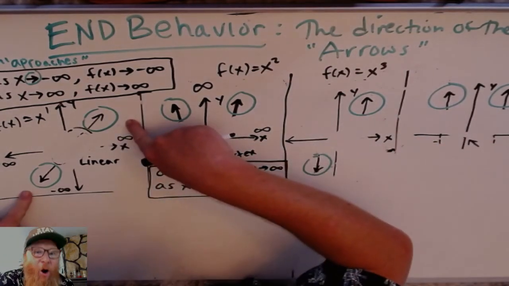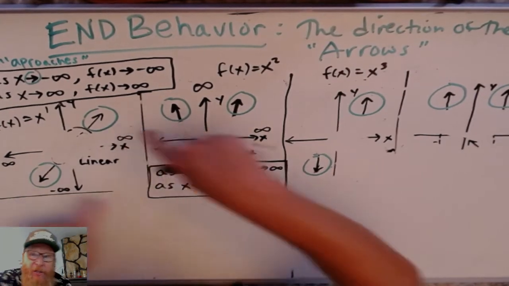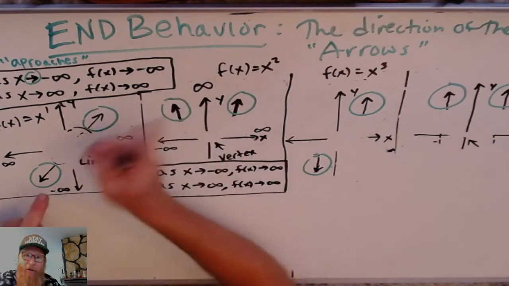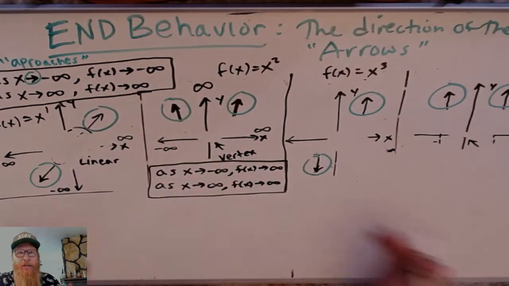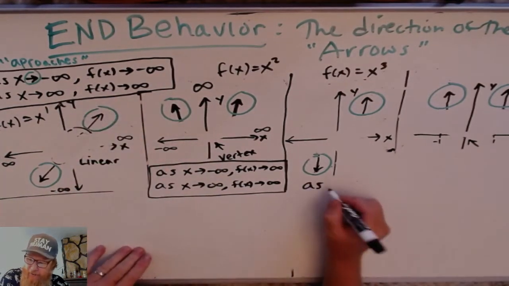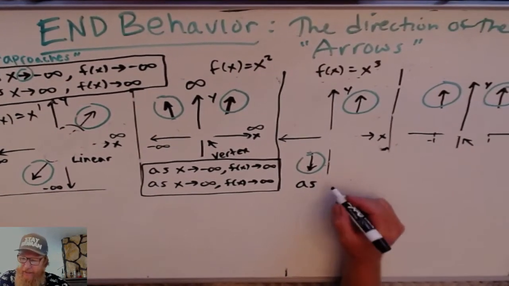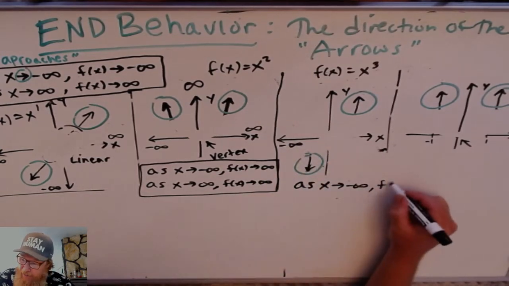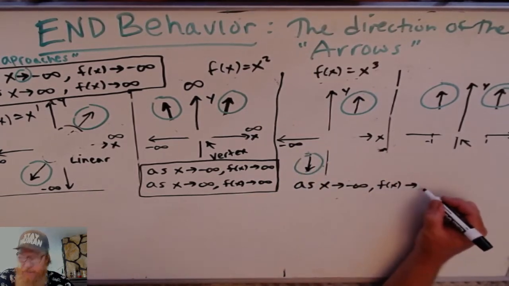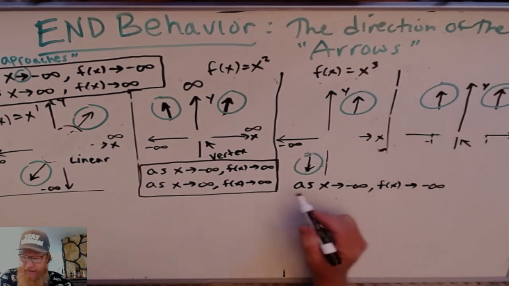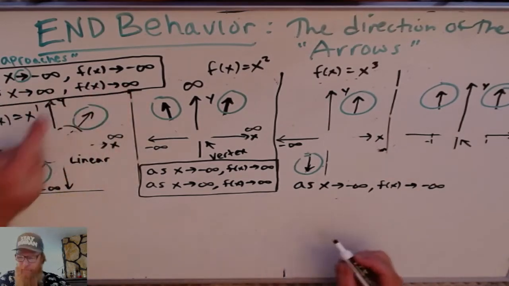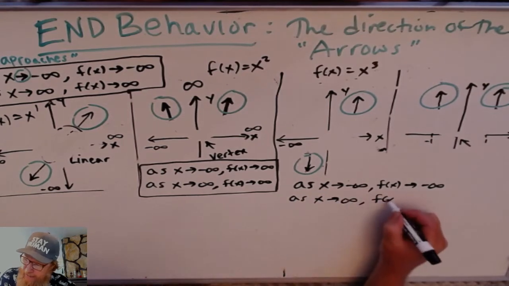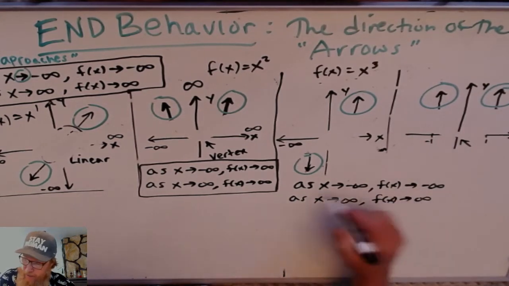In fact, all the odd powers will look like the linear. Yeah, they'll all have the same: right arrow goes up, left arrow goes down. So you already have your end behavior. You did it over here with the linear function. As x approaches negative infinity, f of x is approaching negative infinity. Yeah, same thing it was over here. And then as x approaches positive infinity, f of x approaches positive infinity.